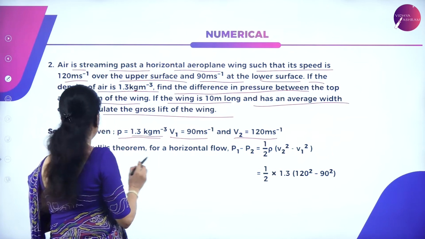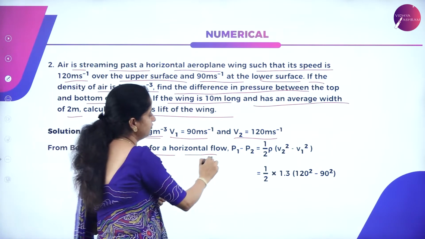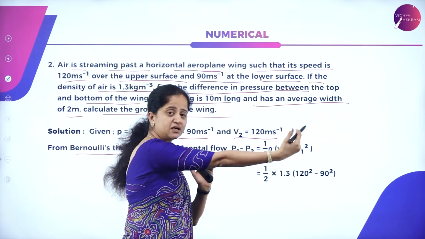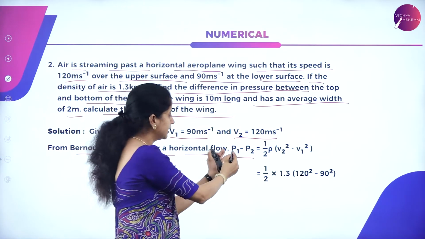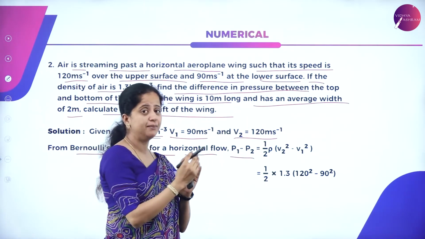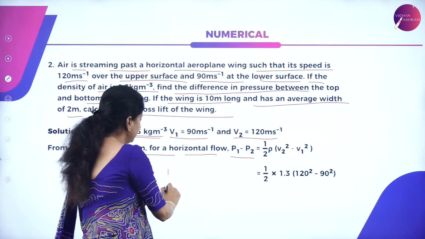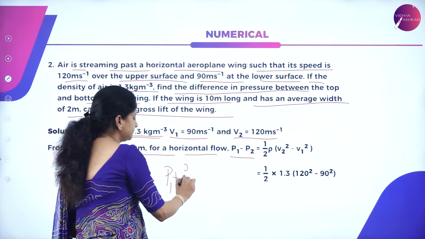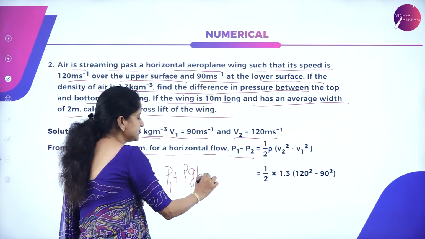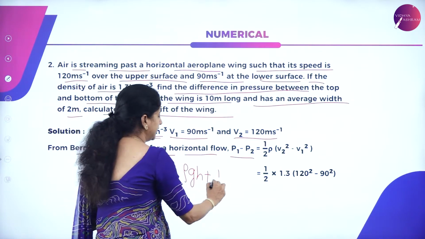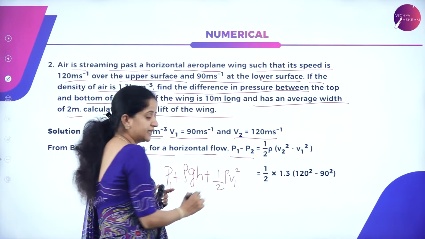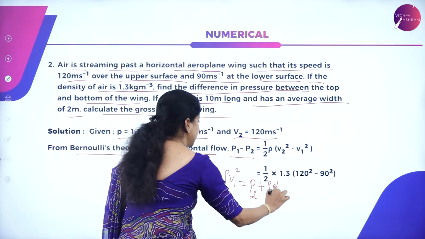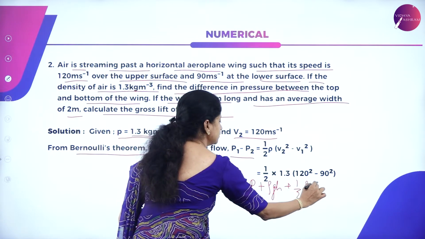and V2 is 120 meter per second. So from Bernoulli's theorem, for a horizontal flow, we know P1 minus P2, that is the pressure at one end to the pressure at the other end. So pressure at one end is denoted by P1, pressure at the other end is given by P2. For a horizontal flow, let us write the Bernoulli's principle for both the ends, that is sum of pressure plus rho GH, that is the potential energy per unit volume, and half rho V1 square, the kinetic energy per unit volume, is equal to P2 plus again rho GH plus half rho V2 square.